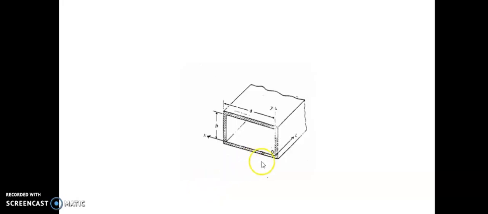So in the x direction, the boundaries are x equal to 0 and x equal to a. At the boundaries, the electric field inside is equal to the electric field outside. The boundary condition should be satisfied, and the electric field outside is 0.